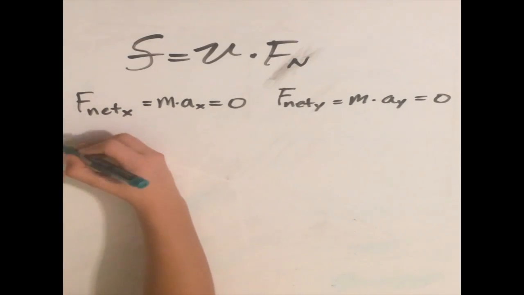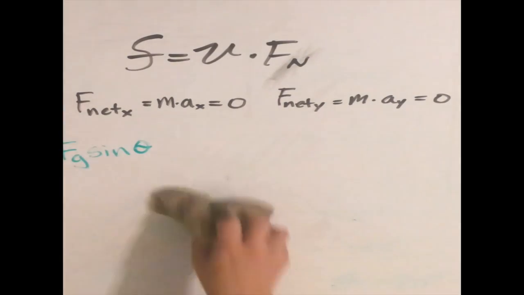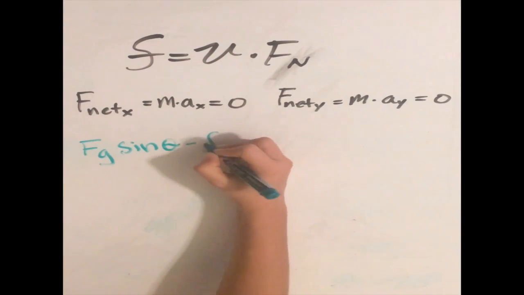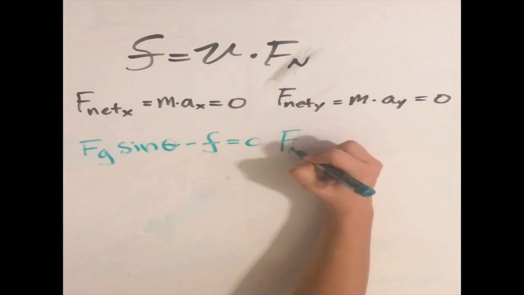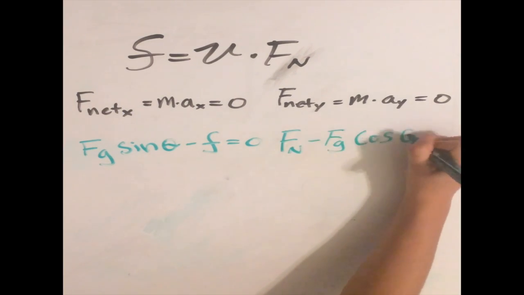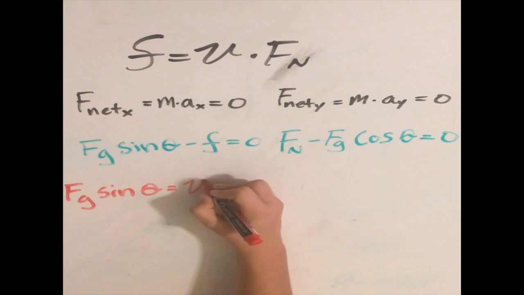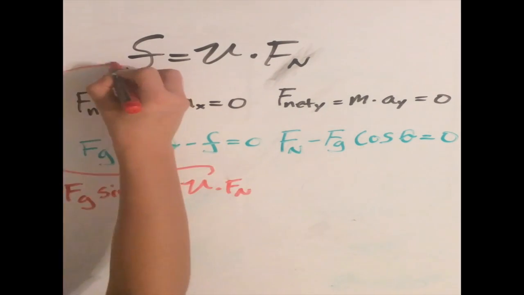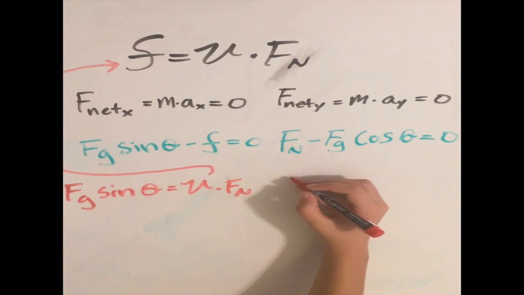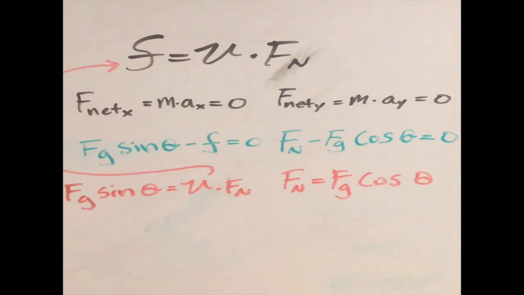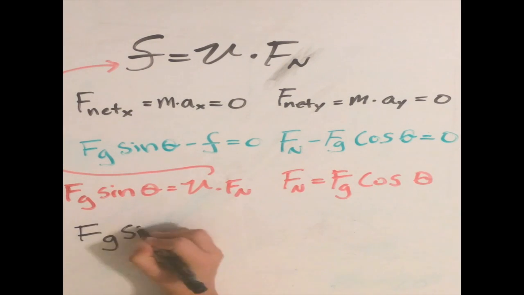Now you write out the x component forces. That would be the x component of Fg sine theta, minus friction. This would all be equal to 0 still. Then you write out the F net y forces, which would be F normal minus the y component of the force of gravity, Fg cosine theta. This would also be equal to 0. Now you can make F friction equals Fg sine theta and F normal equals Fg cosine theta.